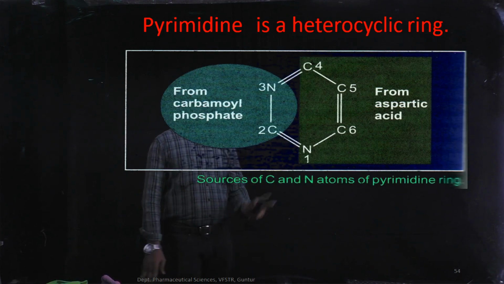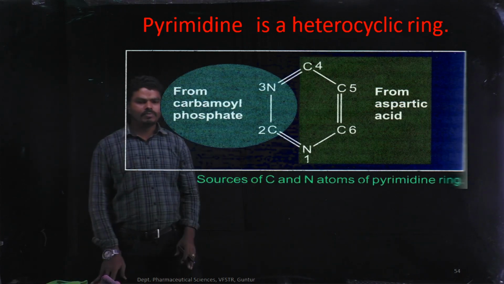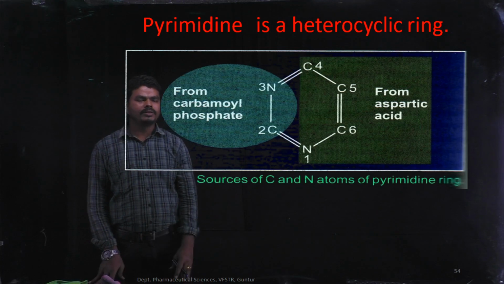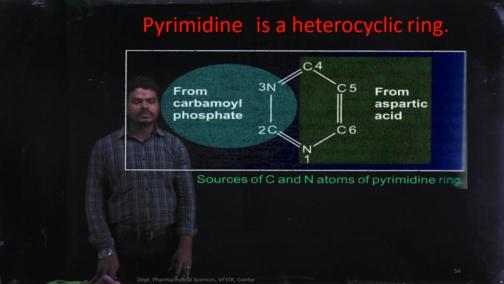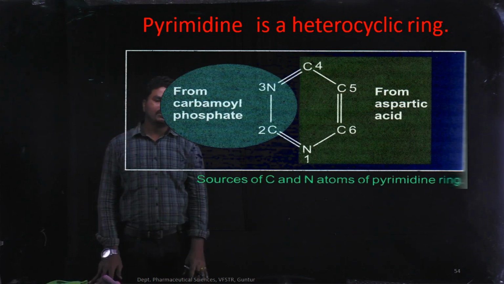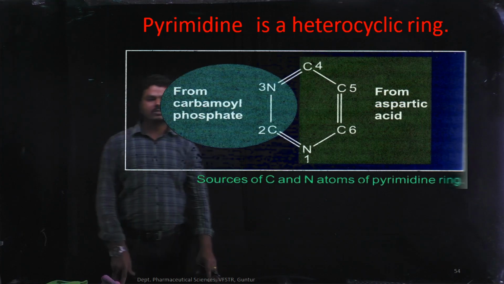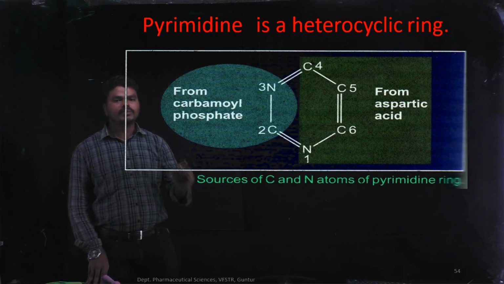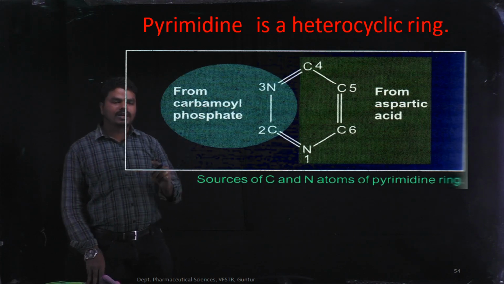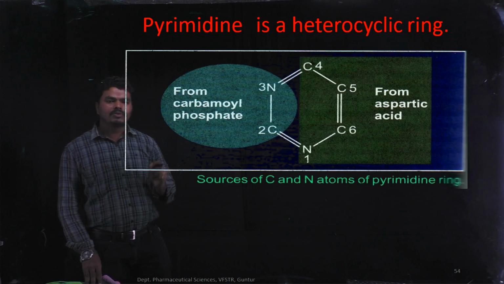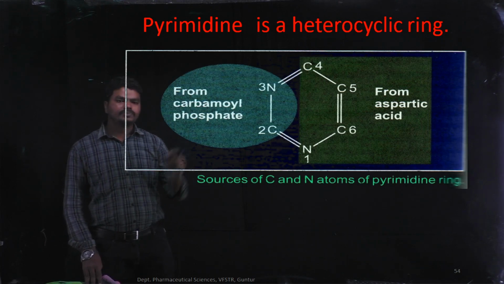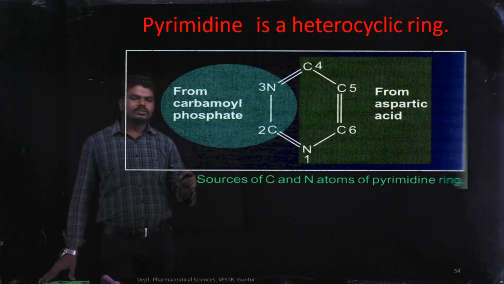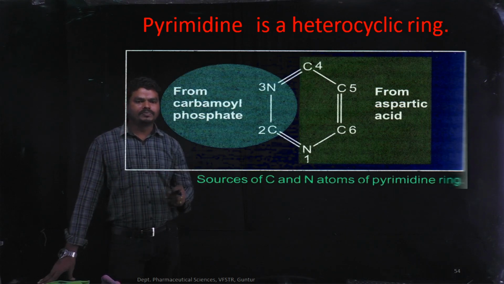There are two types of biosynthesis for pyrimidine synthesis. The first one is de novo synthesis and the second one is the salvage pathway. De novo means new synthesis, that means a new pyrimidine molecule is synthesized. But the salvage pathway utilizes the nucleoside.